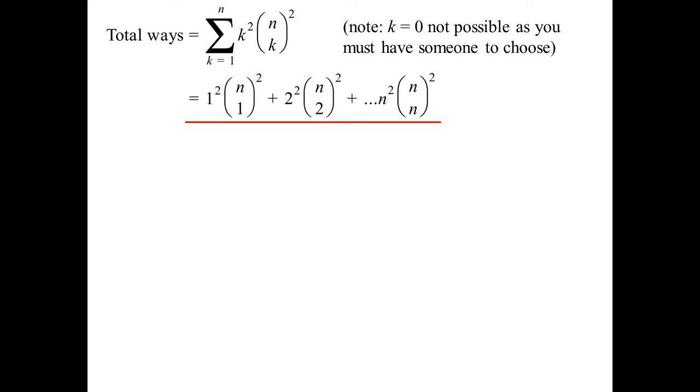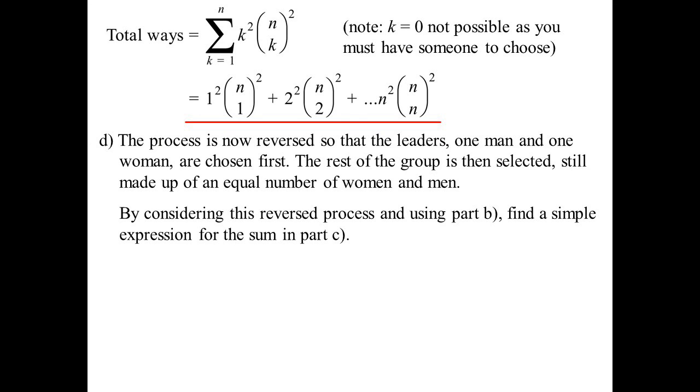Okay, but it did not stop there. The process is now reversed, so that they're going to choose the leaders first. One man and one woman are chosen first. Then the rest of the group is selected, still an even number of men and women. By considering this reverse process and using part B, find a simple expression for the sum in part C.